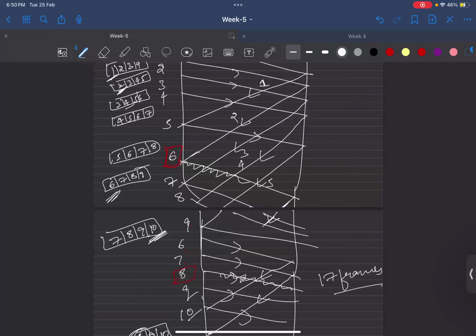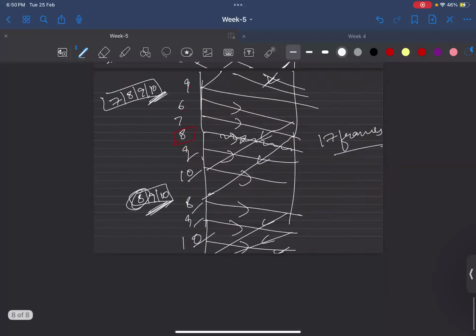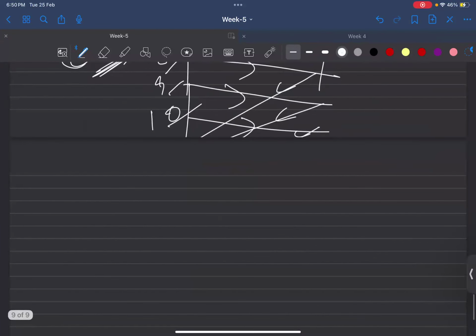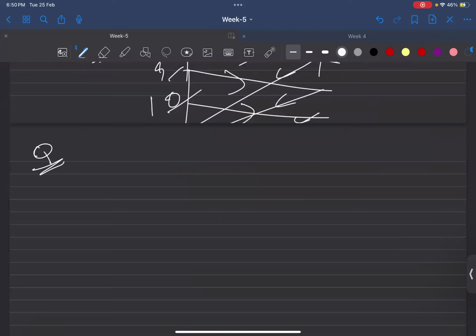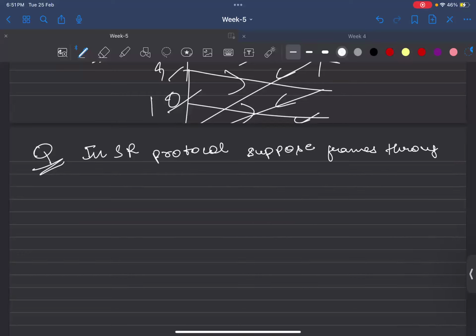Now I'll have a simple selective repeat question. That's very simple. And then we'll proceed. In SR protocol, suppose frames 0 to 4 are transmitted.